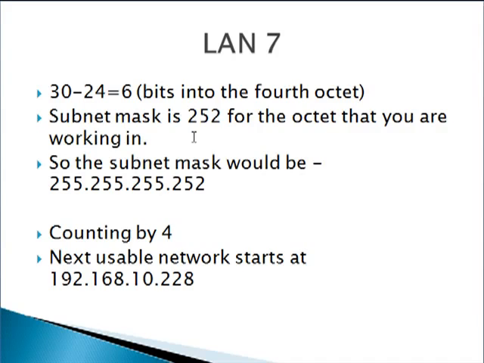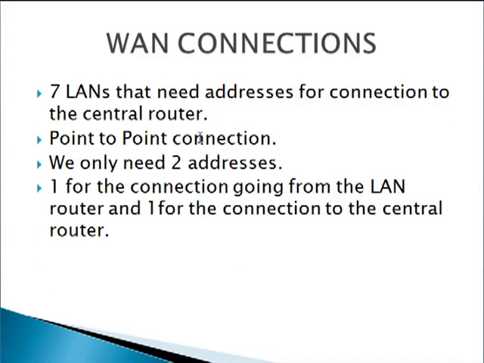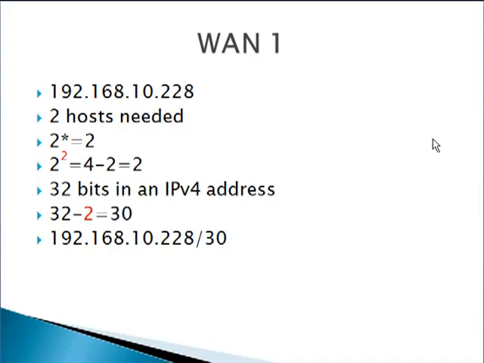Alright, and now we're getting into our WAN connections. We have 7 WANs, and these are point-to-point connections, so we only need 2 addresses, one for the connection to the central router and one connection to the router that actually is connected to the rest of the LAN. Alright, we'll do the first WAN. It's 192.168.10.228 starting out. We need 2 hosts. 2 squared is 4 minus 2 gives us 2 hosts. 32 bits minus 2 is 30. So our first one will be 228 with a slash notation of 30.